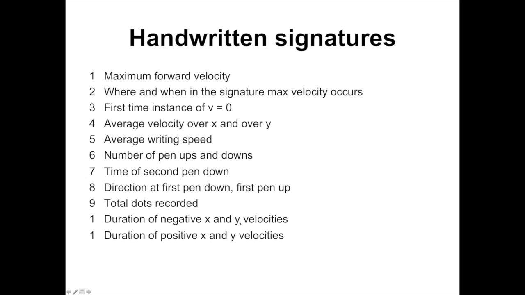We can also look at the times when the pen is moving backwards over the X and Y axis, and the total time that it's moving forward on the X and Y axis. So as you can see, there's a fair bit of complication with regard to measuring the speed of the pen and validating the handwritten signature.